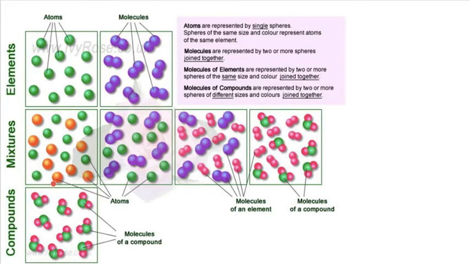Mixtures are a bit different. Mixtures aren't just one type of atom, they're more than one type of atom. So we've got green and orange ones mixed together. These are a mixture of an atom. This one is a mixture of an elemental atom, a molecular element mixed together. This one here are 2 different types of molecule mixed together, but they're not joined to each other.